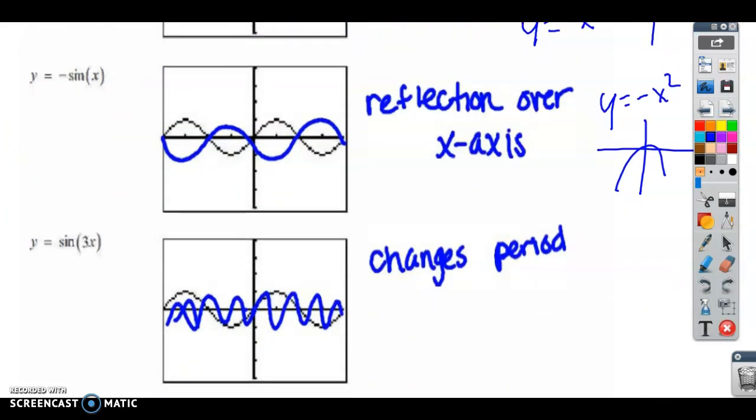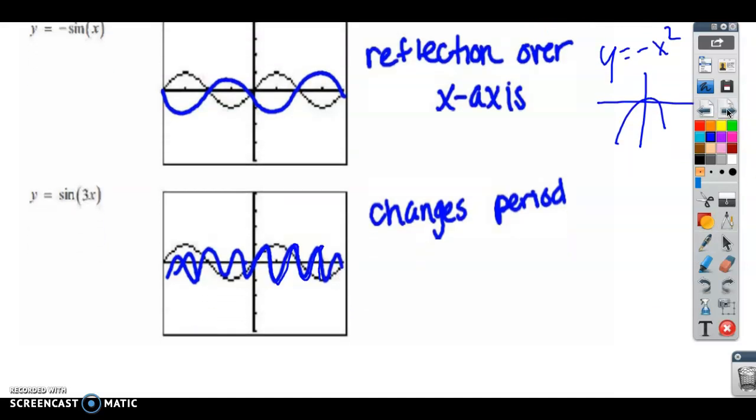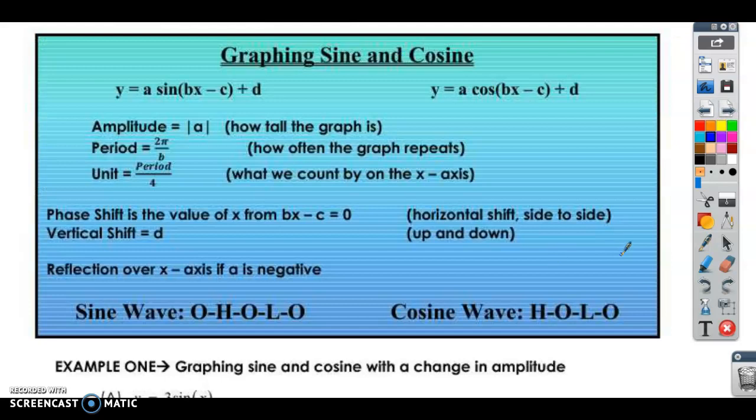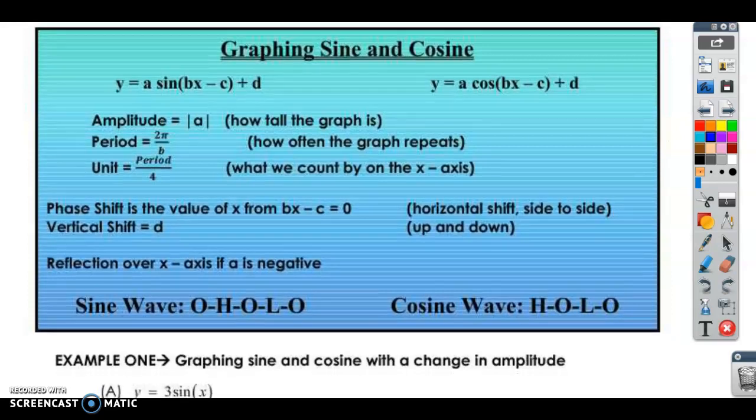So what happens is it goes up and down 1, 2, 3 times in the time it normally takes one period. So those are changes in period. So what we're going to do now is look at the graph, and we're going to look at what the amplitude is, what the period is, how we're going to graph or count on the x-axis, if there's a phase shift, a vertical shift, if there's a reflection, and we are going to try and graph these functions. Now at first this can be a little complicated, but with practice it gets much easier.